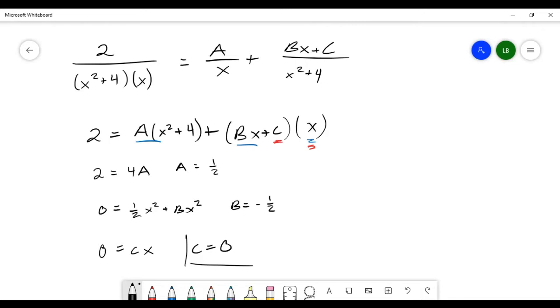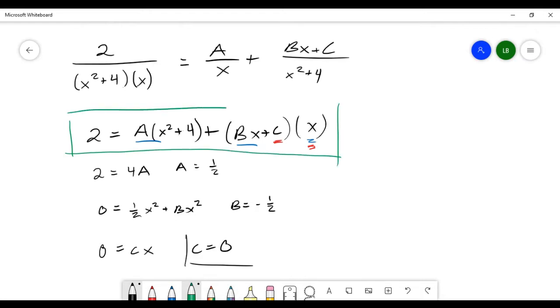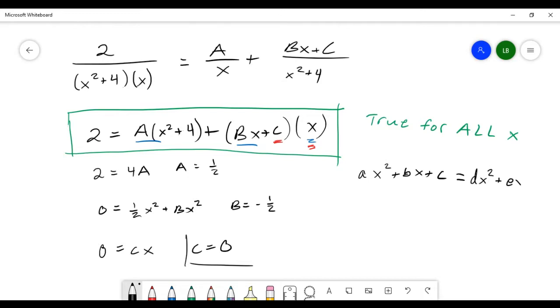Let's see. So really the theory behind this is this equation, this 2 is equal to, these are the numerators essentially of both sides. This should be true for all x's. So no matter what x value you plugged in, it would still be true. And because of that, there's actually a theorem that says if you have a polynomial and it's equal to another polynomial, then you can look at the terms that have the same degree, so the x squared terms, and say, well, their coefficients have to be the same.